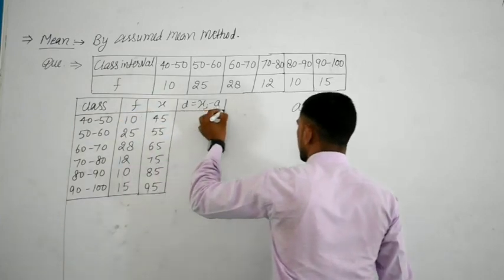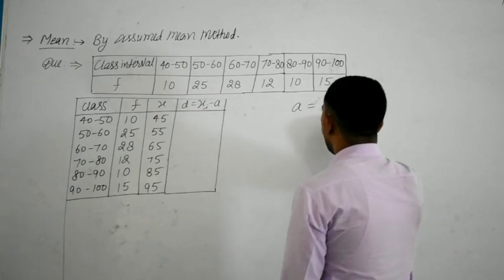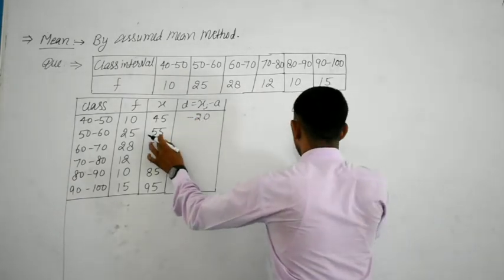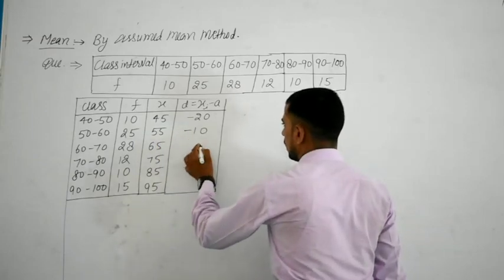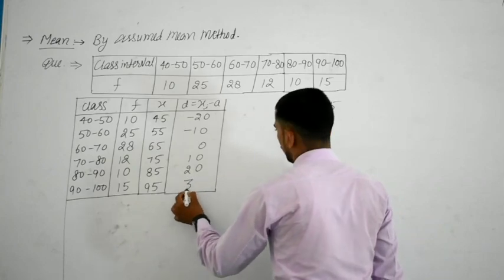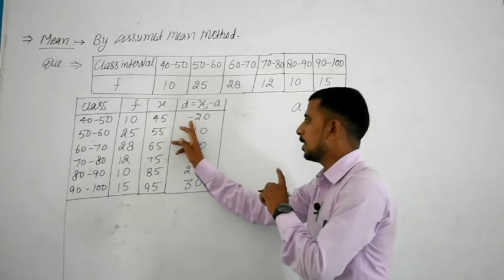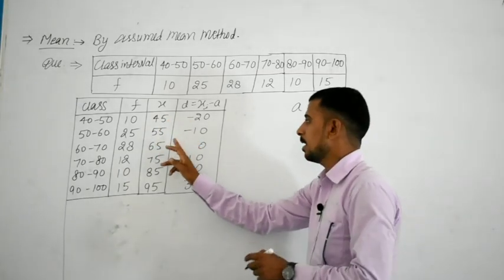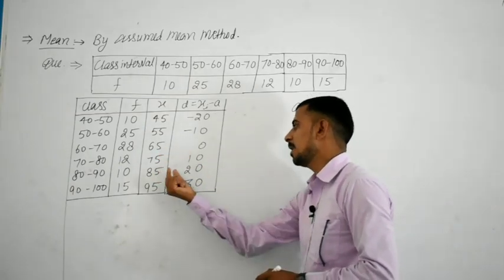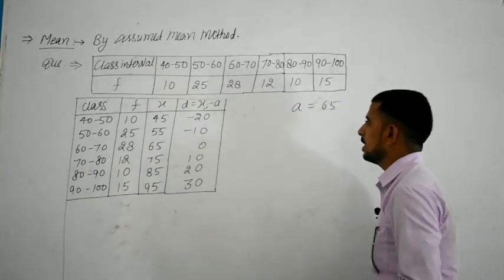xi minus a: xi is 45, a is 65, value is minus 20. 55 minus 65 is minus 10, 65 minus 65 is 0, 75 minus 65 is 10, similarly 20 and 30. Here the value of deviation d is completed.